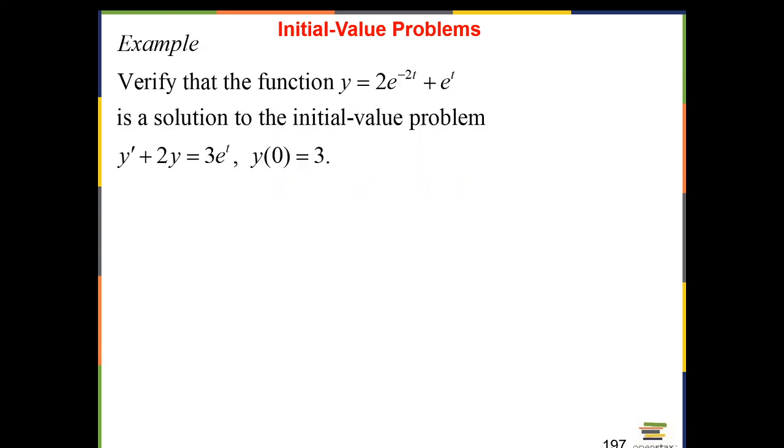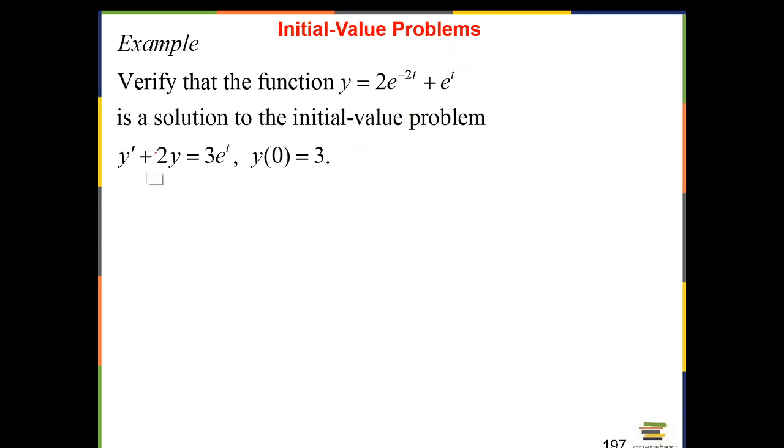Verify that this function is a solution to the initial value problem. So first we have to make sure that this works for this formula. And then we have to make sure that y of 0 is 3. Now this we can check right now. If we put a 0 for t here, what do we get? We get 2 times e to 0, which is 2, plus 1, so that's 3. So that's check.